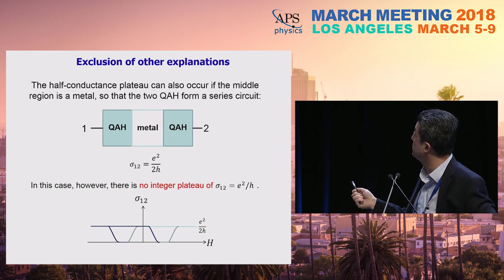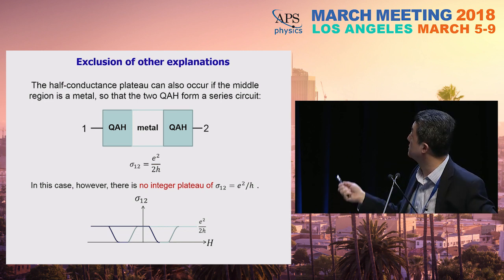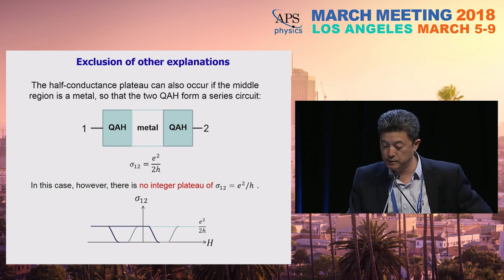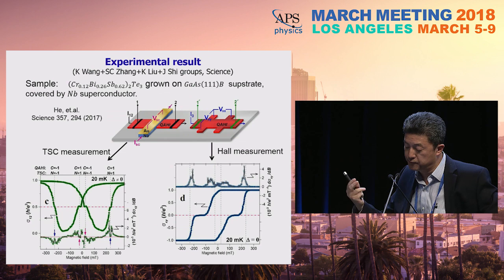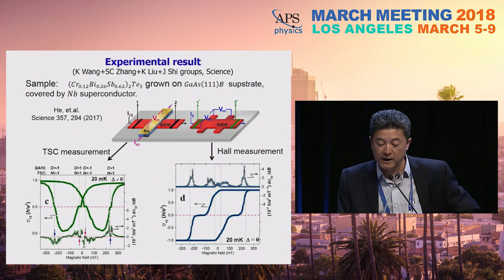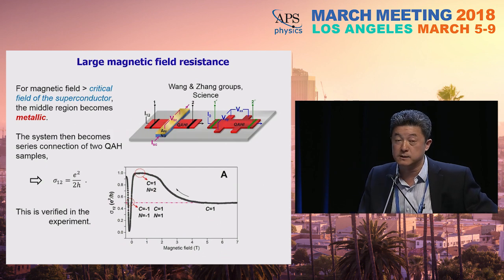But if this were the explanation, then you could never explain the 1 e squared over h plateau, because the metal is always there, and then you always have 1/2 e squared over h. But experimentally, you see both 1 and 1/2 and 0. So first of all, this is not a viable explanation. But that motivated further experiment.